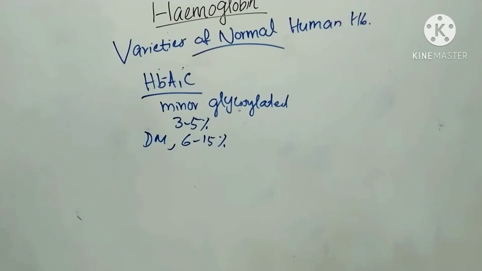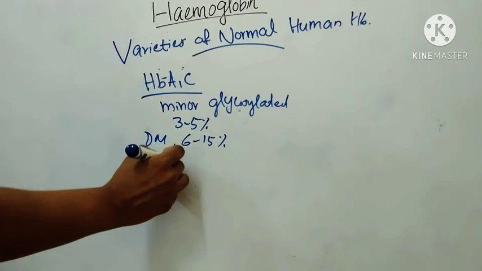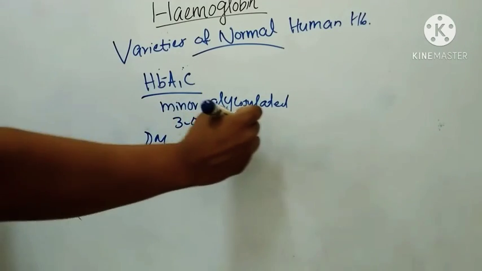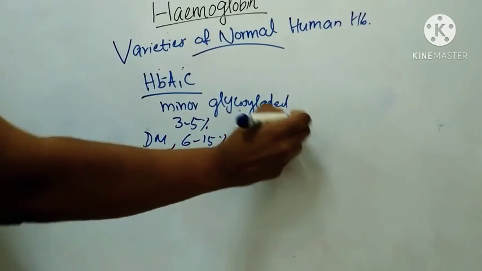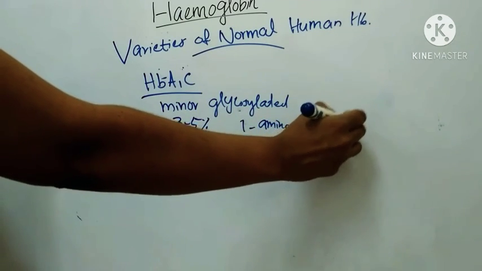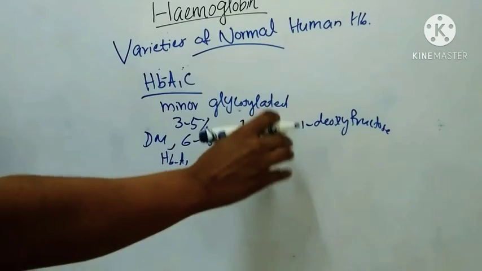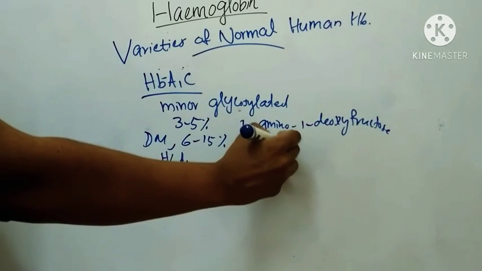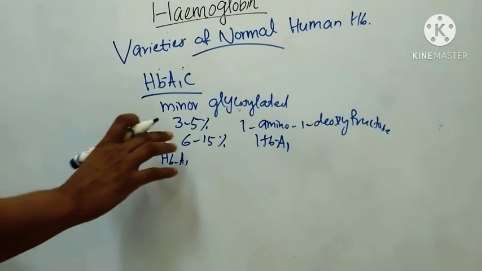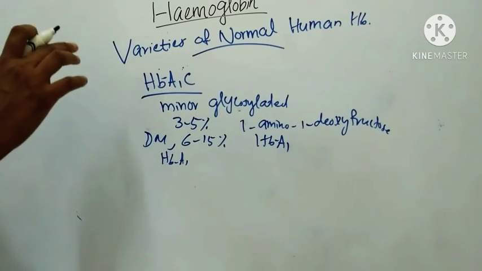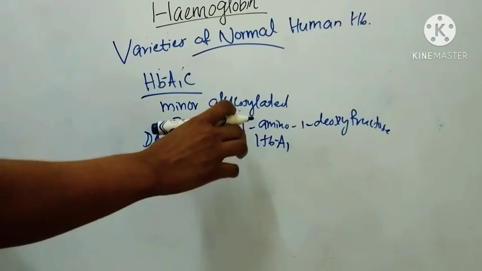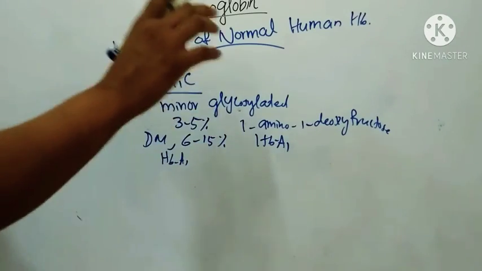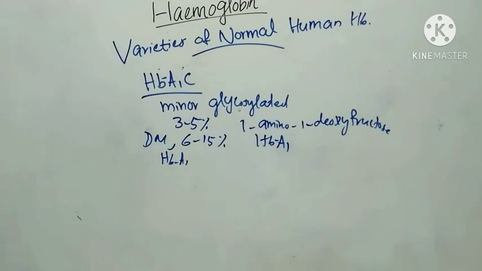The amino acid sequence of this HbA1c is similar to that of HbA1. The chemical difference is the attachment of 1 amino 1 deoxyfructose to the amino terminal valine of the beta chain of HbA1c. That is the chemical difference.